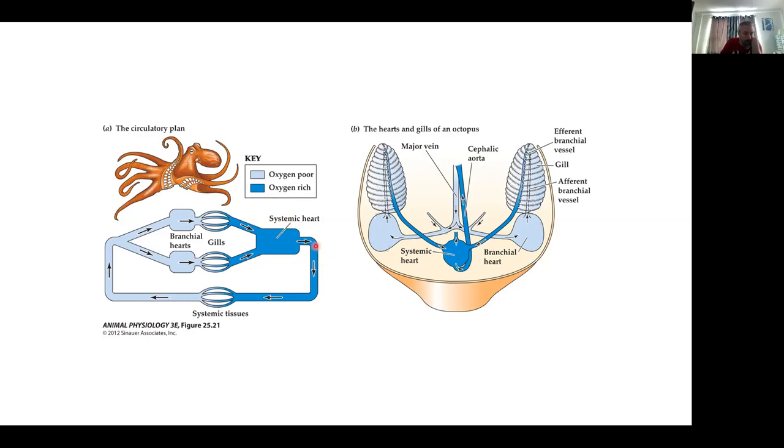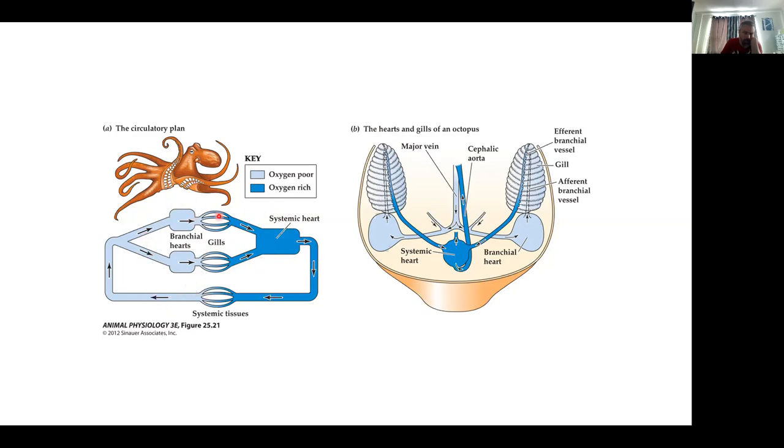But the systemic heart, unlike the systemic heart of fish, is behind the gills. So blood passes through the gills first before it gets to that systemic heart. So we need a means of generating pressure to get blood across the gills in the first place. And so there is a right and a left branchial heart in an octopus.